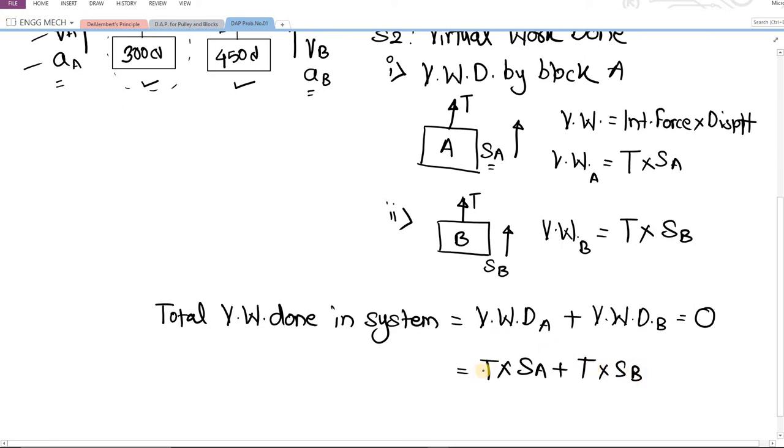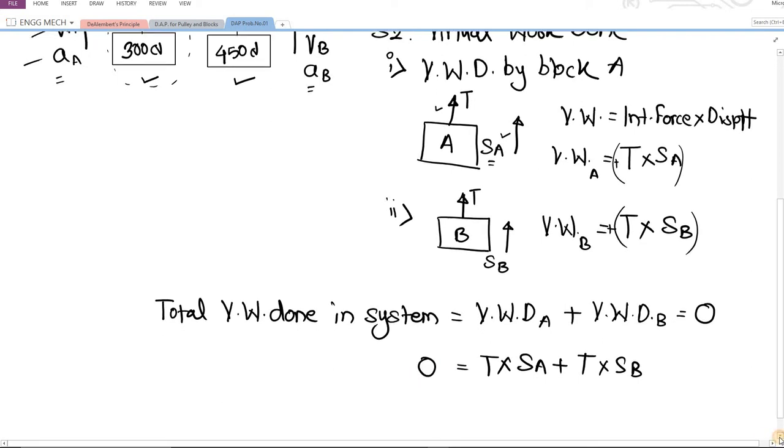Now the reason behind having both work done as positive was, see, the direction of the driving force or internal force which is causing the virtual work done is upward. Displacement is also upward. That's why the product taken was positive. Similarly, in case of block B, the displacement direction and the direction of the internal force are the same, common. That's why the sign for virtual work done in case of block B is also positive. Now these two things sum to 0.